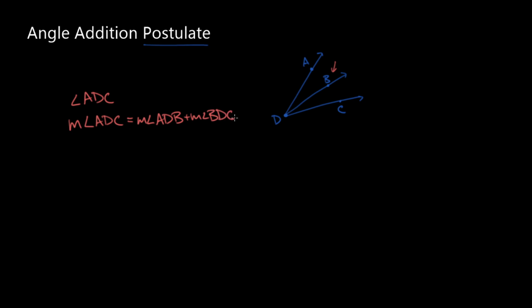So this is again very similar to the segment addition postulate. That just tells me that if I have these two angles here and together they make this larger one, then the two measures should add up to be just the measure of the whole.